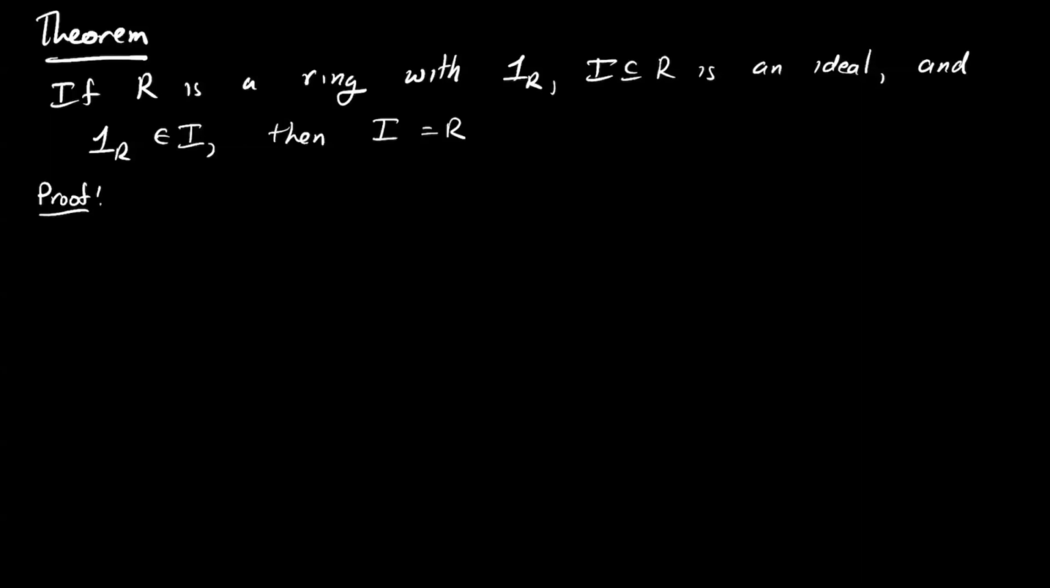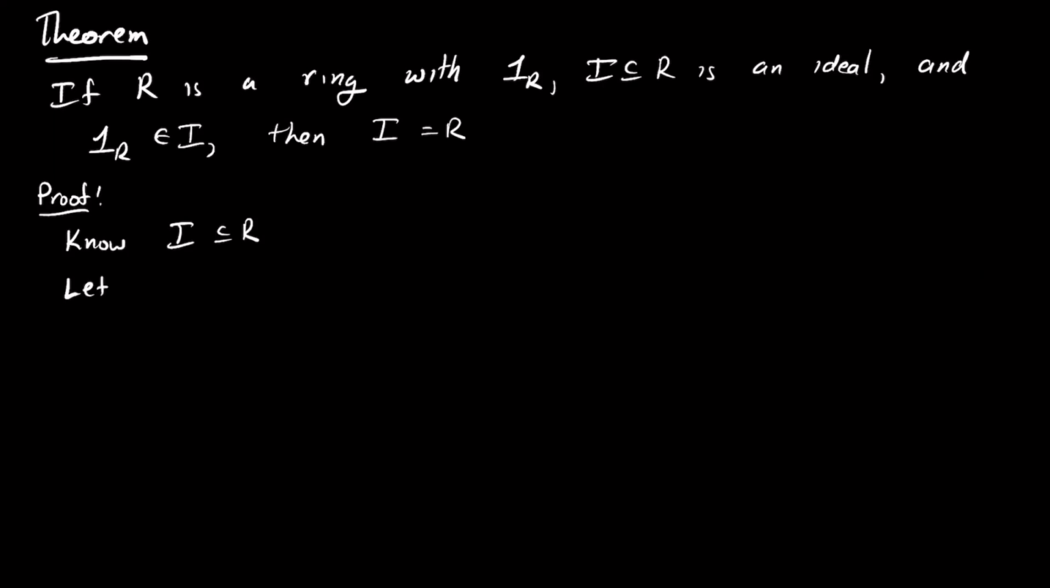Okay, and finally, I'd like to end with why ideals that contain a multiplicative identity are not terribly interesting. So we have the following theorem, which we'll prove, and the proof is pretty elegant. If R is a ring with identity, so we have a multiplicative identity, and I is an ideal of R, and the identity element happens to be inside of I, then it turns out that the ideal is equal to all of R. So let's prove this. One thing that we know is that I is a subset of R. So it remains to show that R is a subset of I.